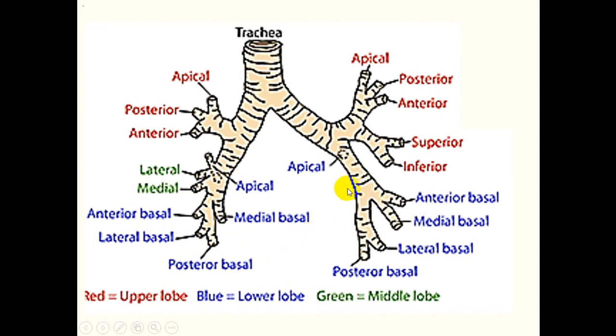On the left side, the superior lobar bronchus is going to divide into 5 tertiary bronchi for 3 segments of the superior lobe and the 2 segments of the lingular lobe. Here you can see apical, posterior, anterior of the superior lobe and the superior and inferior segments present in the lingular part.